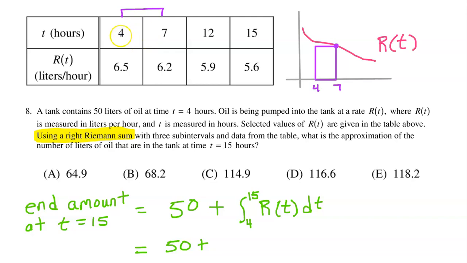Our first interval goes from 4 to 7. So let's put 4 and 7 right here. We need to find the area of this rectangle, and we know the area of a rectangle is base times height. Well, the base is just going to be the width of this interval. From 4 to 7, the width is 3. What about the height of this rectangle? The height will be the value of the curve on the right-hand side of this rectangle. In other words, what is the value of R of t at 7?